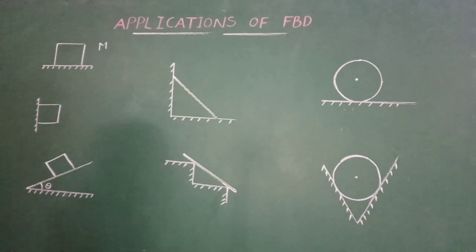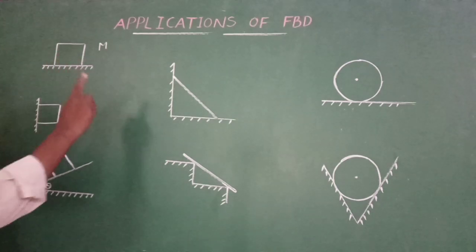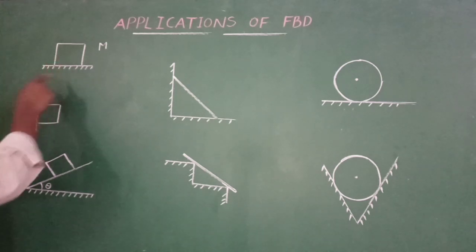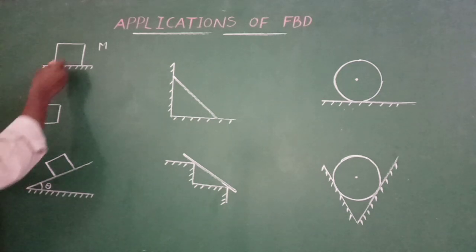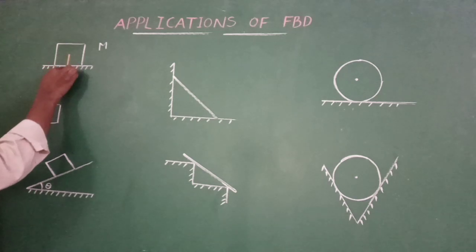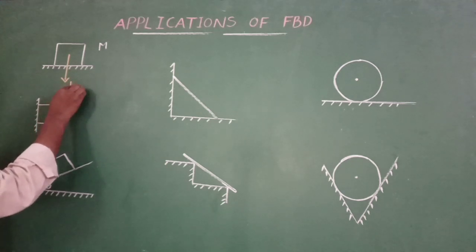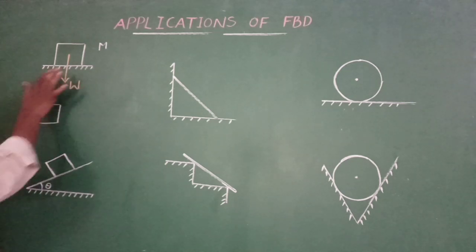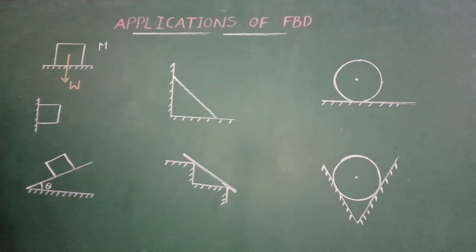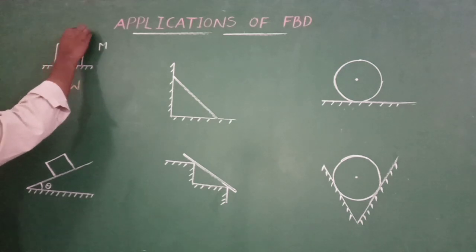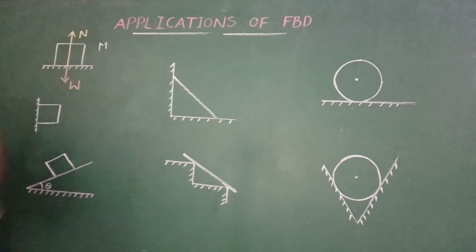First we should identify how many forces are acting on the object. Here this object is in contact with only the horizontal surface. That's why only one contact force is acting, and another one, its weight, is acting vertically downward. Wherever you place the object, its weight acts vertically downward. The normal reaction exerted by the ground is acting in an upward direction.